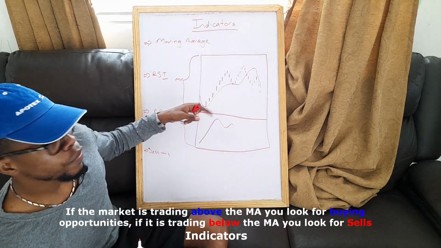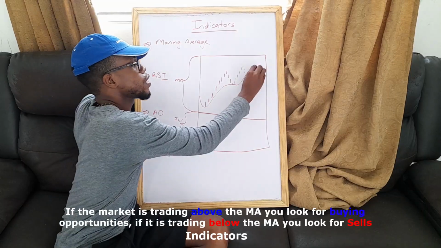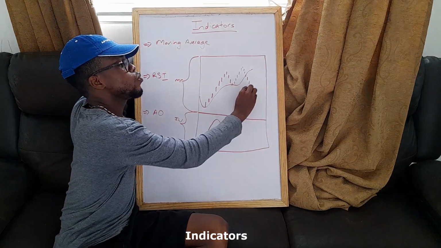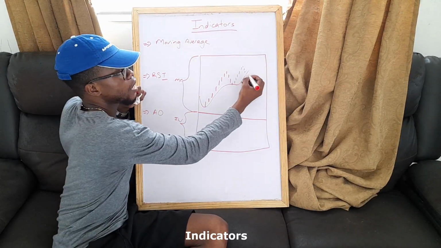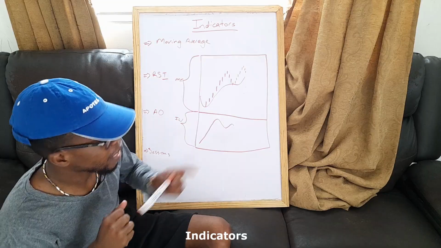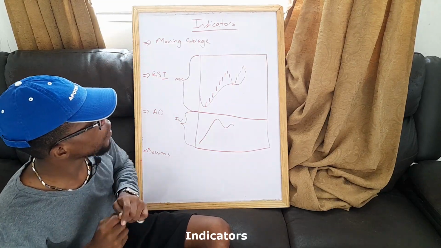If the market is above, you buy. If the market is below, you sell. Very, very simple. So that's the concept of the moving average. Now, I like to use the exponential moving average. You have different types of moving average. You have smooth, exponential. You have the regular moving average, and so on. So that's it for moving average.